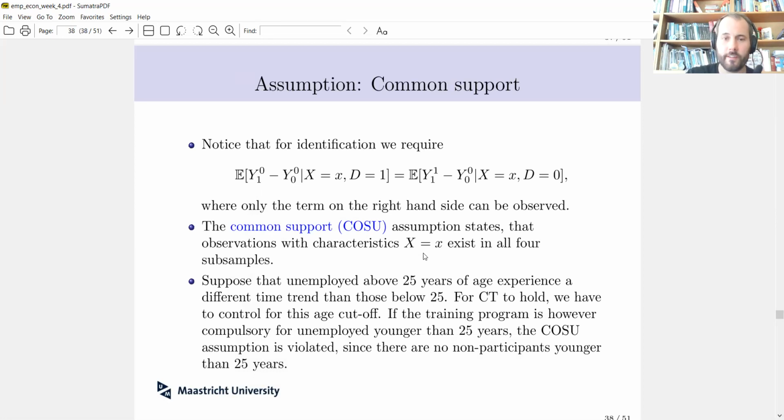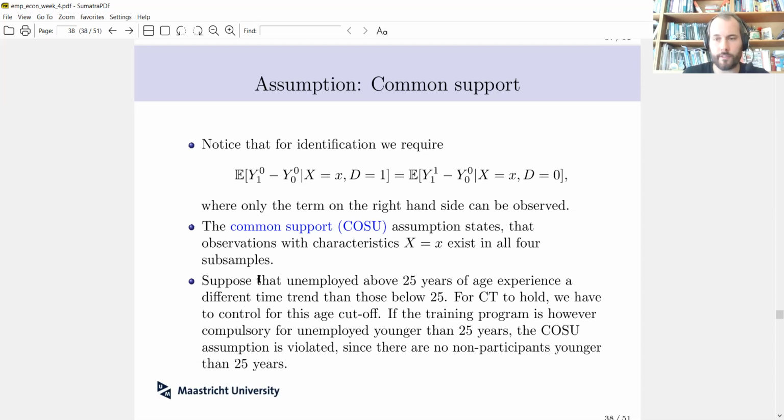There's another assumption that we need, and this is called common support. This is important, especially for the X variables. What we see here is that in the group that gets the treatment, we need to see the potential outcomes in both time periods without treatment for anyone that has these particular characteristics. And the same thing holds in the group that does not receive treatment. So common support simply means that we need people with the same characteristics in all 4 subsamples: non-treated before the treatment, treated before treatment, and the same for after treatment.